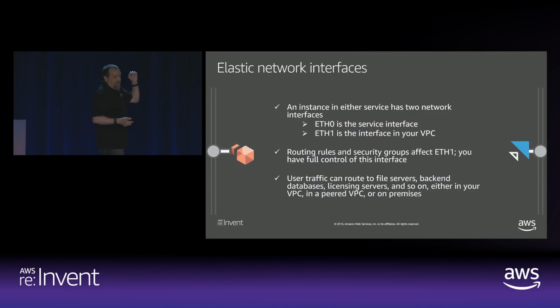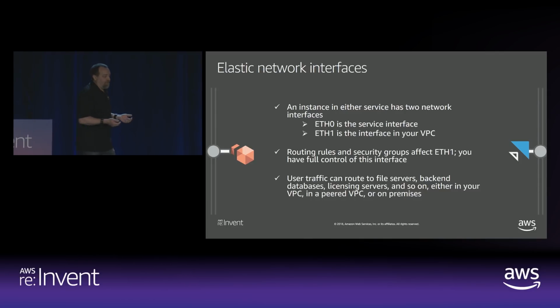So an instance in either service has 2 network interfaces. ETH0 is your service interface. ETH1 is the interface that resides in your VPC. You'll see that under Elastic Network Interfaces in the EC2 console. Routing rules and security groups all affect ETH1. You have full control over that interface.